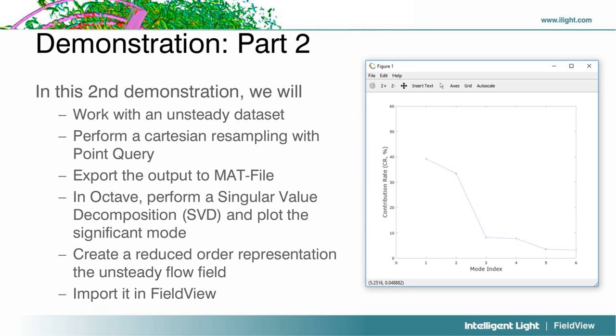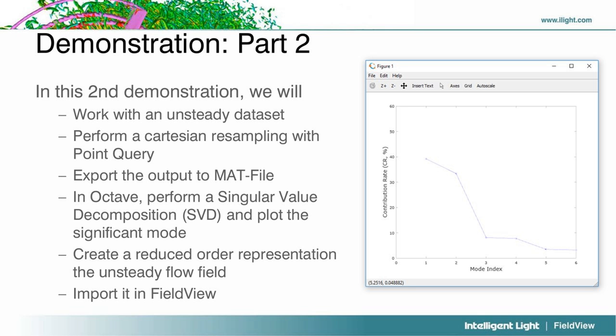All right, so in the second part of this demonstration, we will work with the same dataset. We'll perform a Cartesian resampling using the new point query capability. I'll explain why we want to do a Cartesian resampling. We will export the output this time using the mat file. I want to show you the other format. And in Octave, we'll perform a singular value decomposition, plot the significant modes. That's what you see in this plot on the right here. We'll create a reduced order representation of the flow field and pull that back into FieldView and discuss what we are looking at.